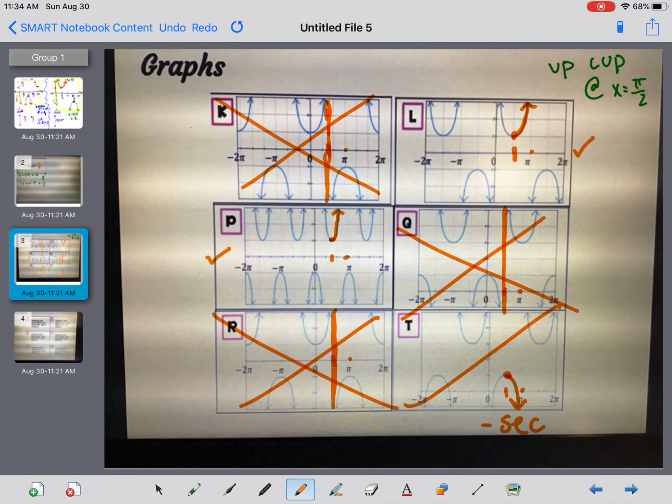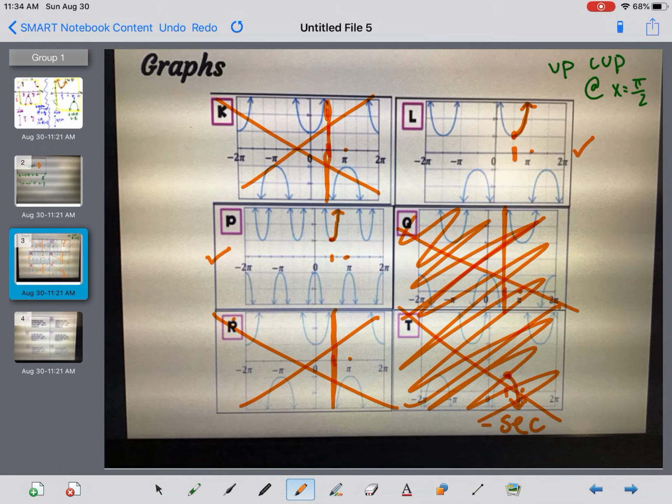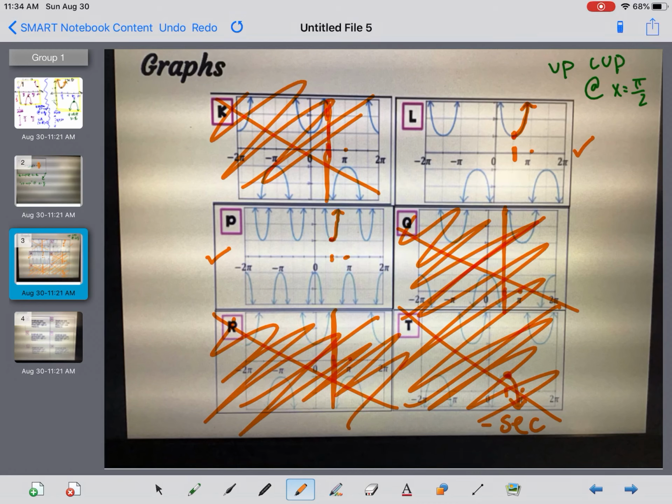And since this one's not negative, it's positive, that can't be the graph either. All right, so we are now down to just 2 of these graphs. We're looking at graph P and we're looking at graph L. Now let's see if we can figure out the difference between graph P and graph L.